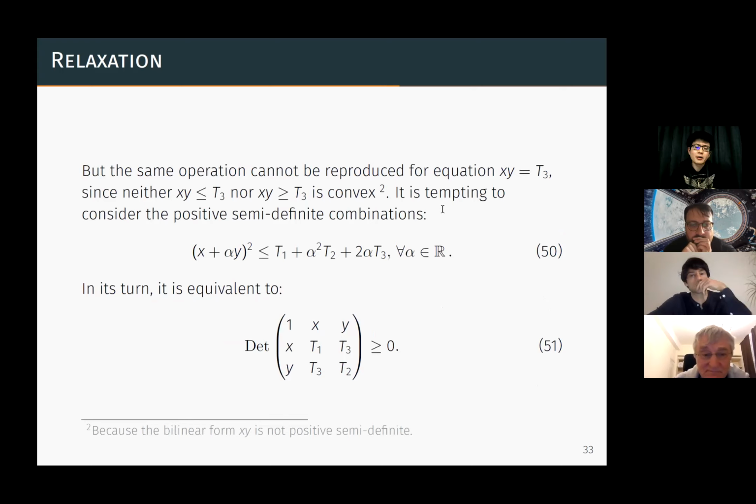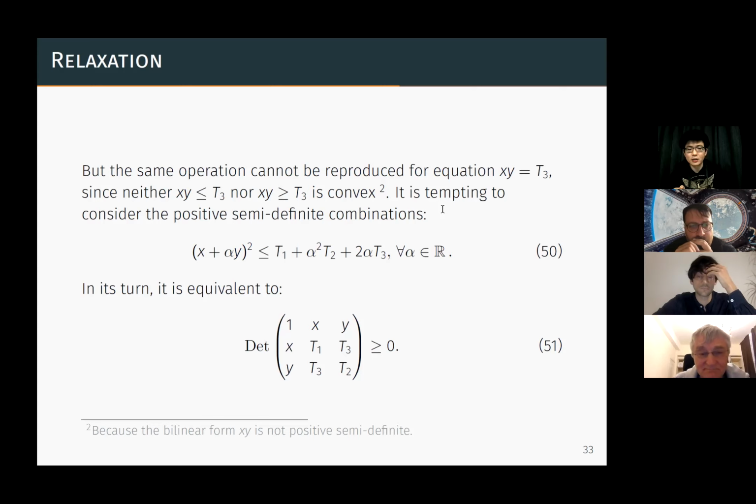For y squared equals t2, we can reproduce the story. But for xy equals t3, we cannot. Why? Because neither xy smaller than t3 nor xy larger than t3 is convex. This is because x squared and y squared are positive definite quadratic forms, but xy is an indefinite form. So a tempting direction is to consider linear combinations of x and y. So we make some relaxation.